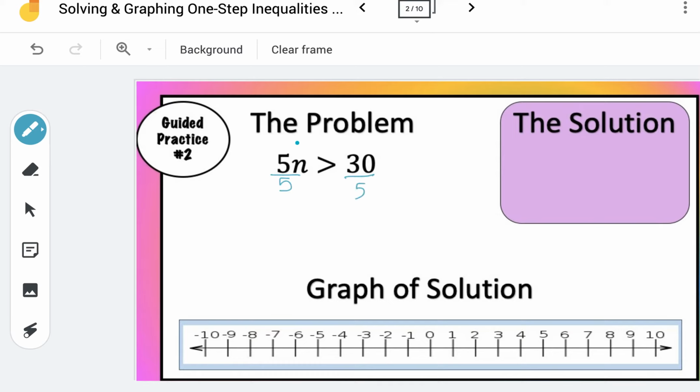And when I do that, these 5's cancel out. And we end up with n is going to be greater than 6. All right, so that's going to be our solution. n is greater than 6.